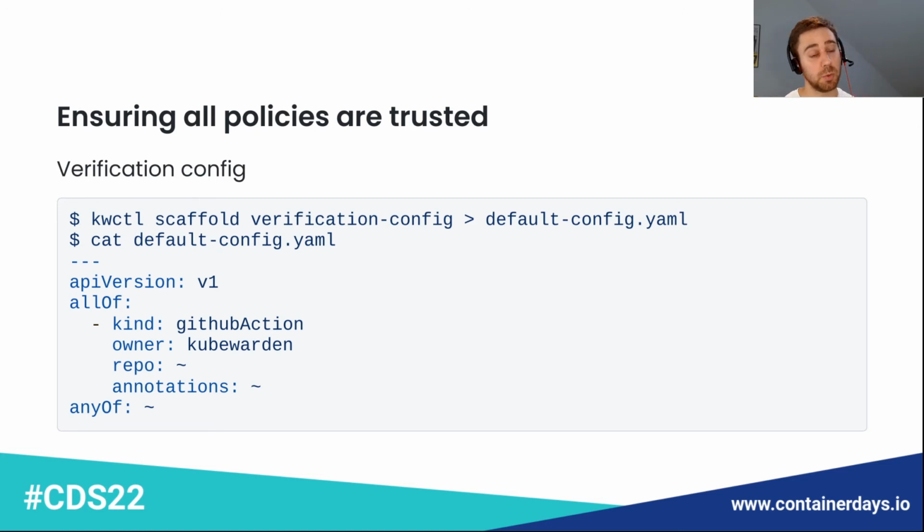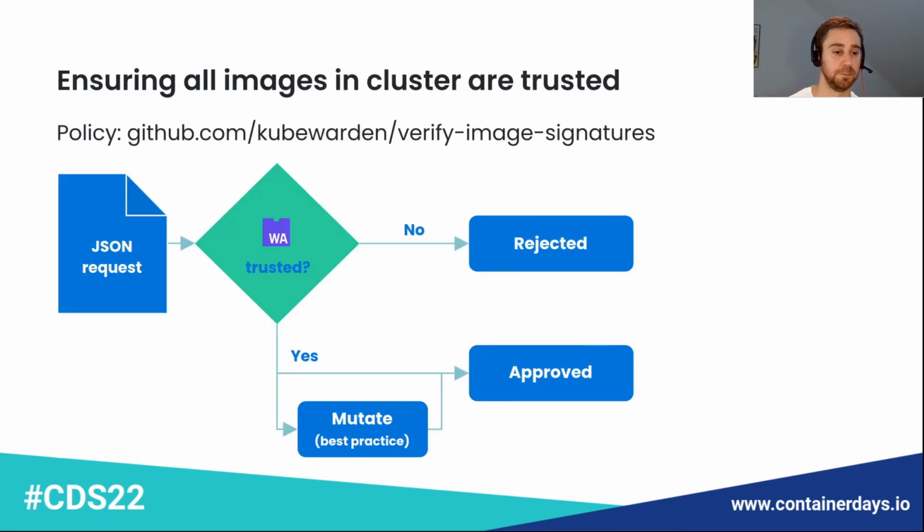But now we need to ensure that all workloads in the cluster are trusted, signed and verified. And how do we deploy workloads in a cluster? By using workload resources. That means deployments, jobs, replica sets, pods, and so on. Everything that can contain container images in their spec. And for that, we use a policy that will enforce that those container images are signed.